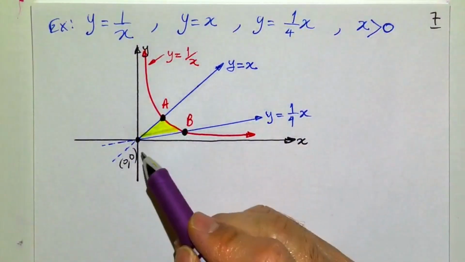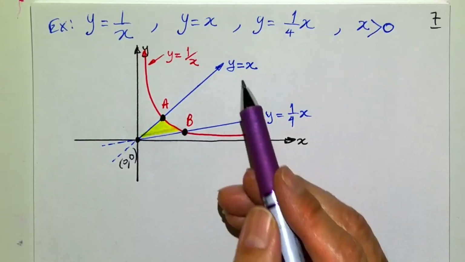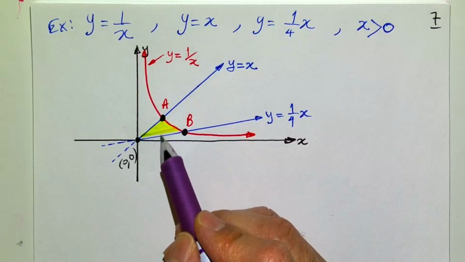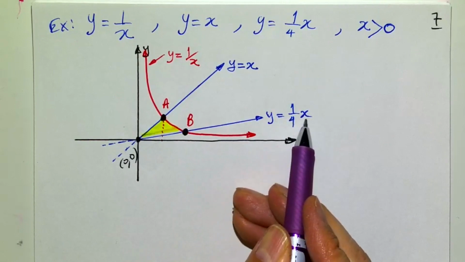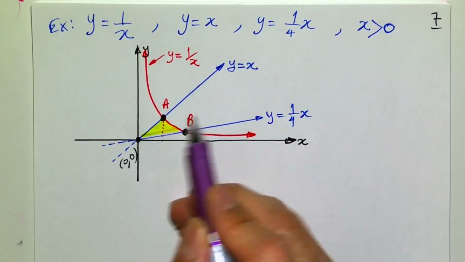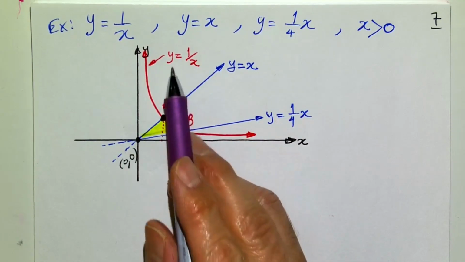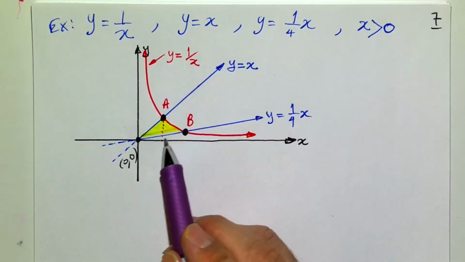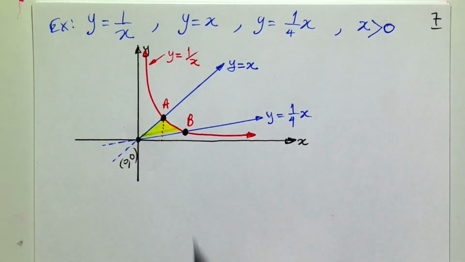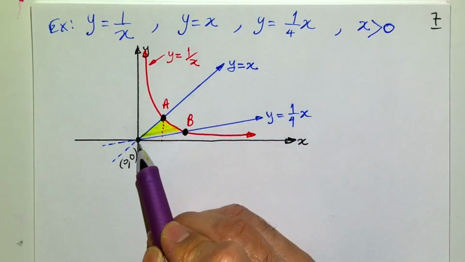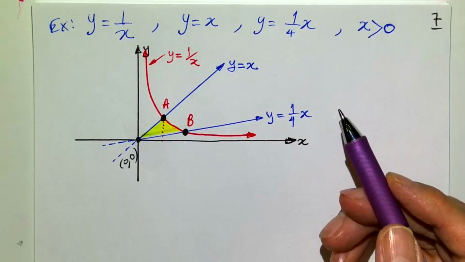Now, if we integrate from here to here, the top curve is going to be y equals x, the bottom curve up to this point is going to be y equals 1/4 times x. But after point A, the top curve changes to y equals 1/x, and then the bottom curve stays at y equals 1/4 times x. So the bottom curve stays the same throughout this integration that we're constructing, but the top curve doesn't stay the same. So what do we do next then?